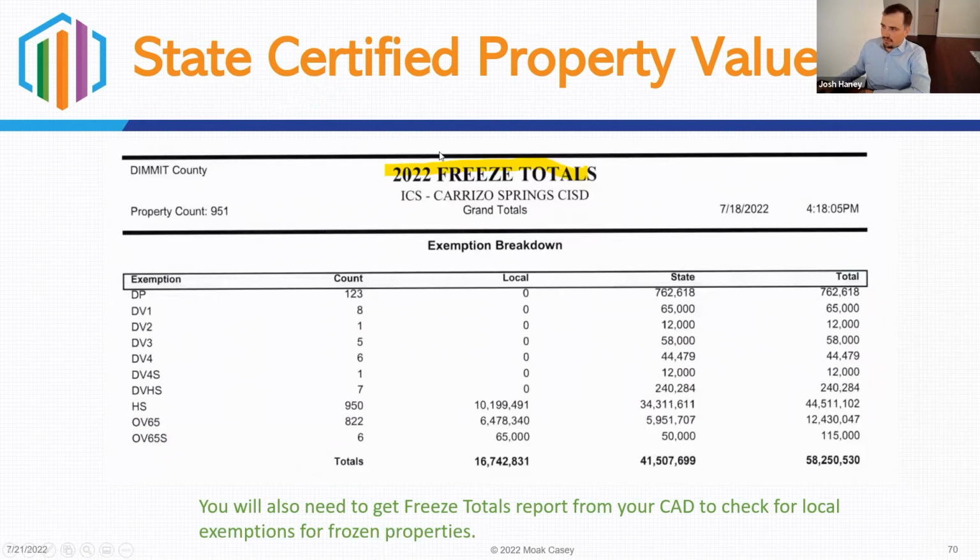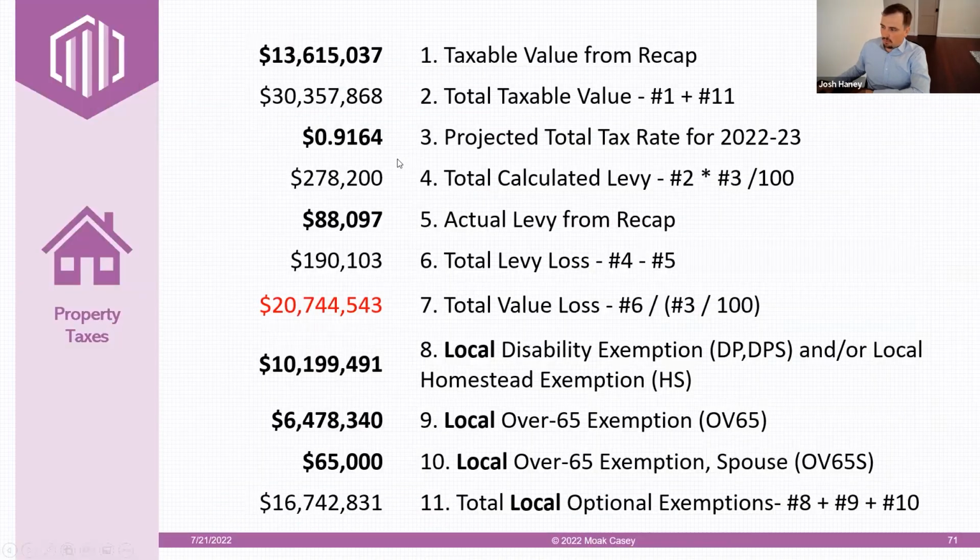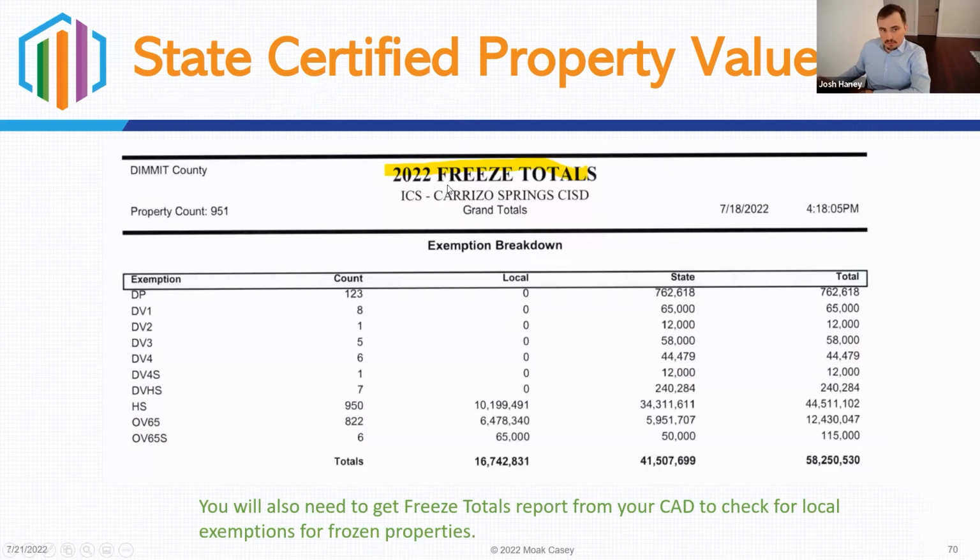Okay, so again, these are going to be on the freeze total reports. Some CADs give them to you without, you don't have to ask for it. I've noticed Hidalgo, Cameron, and at least Zapata, they don't automatically give them to you, but it's very easy for them to run.